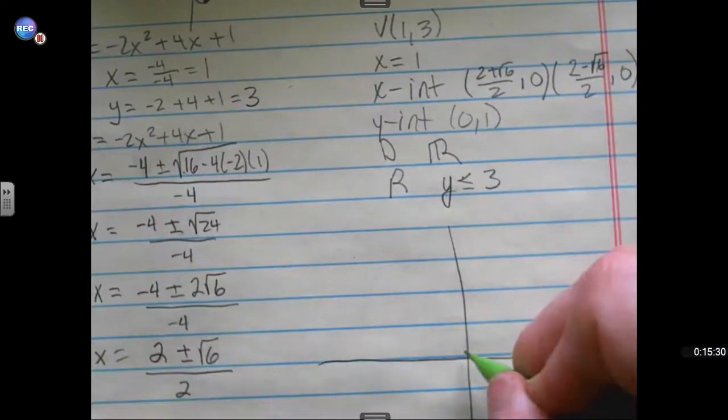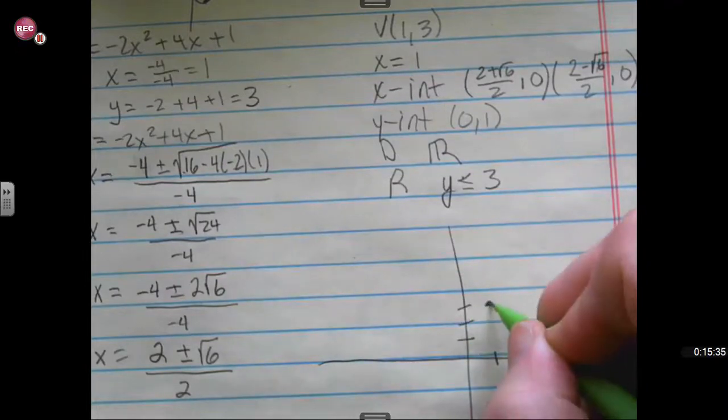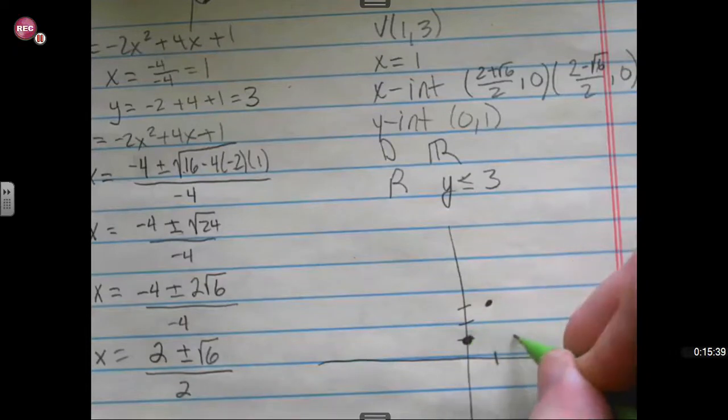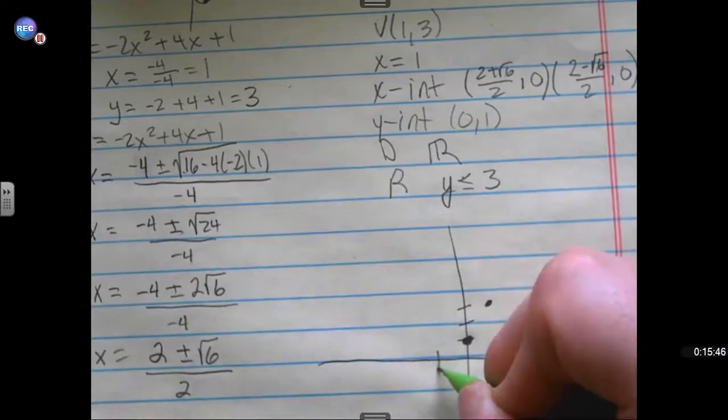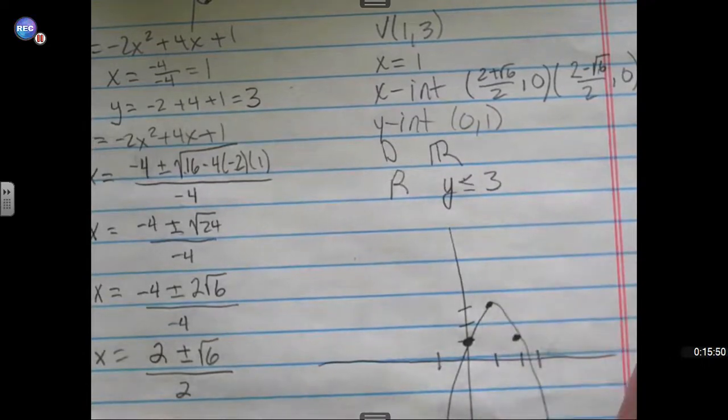Your vertex is at 1, 3, and then I would plug in 0 and get your y-intercept here, and then use the axis of symmetry. And then I would plug in either 3 or -1 and get the next point, and draw in. But you do need to get that next point and then draw in your parabola.